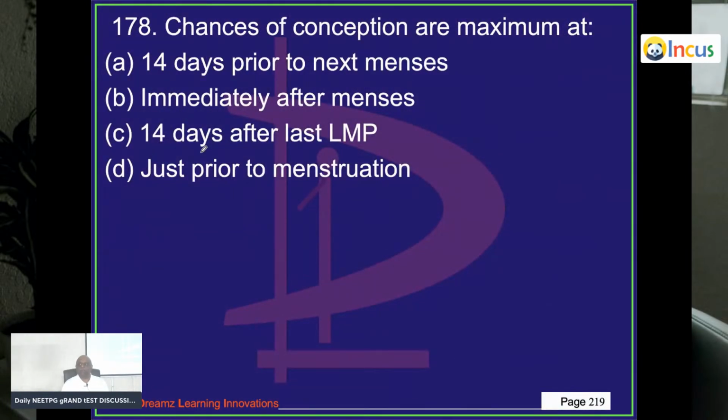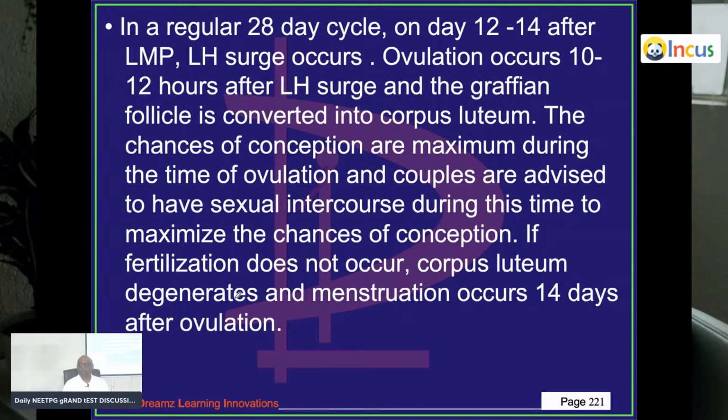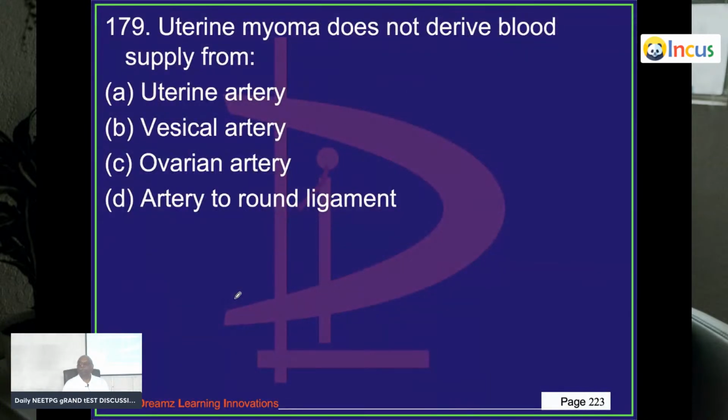Chances of conception maximum at 14th day prior to next period. Which is constant, pre-ovulatory or post-ovulatory? Post-ovulatory is constant. Right, 14 days. So post ovulatory is constant.